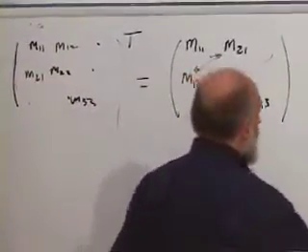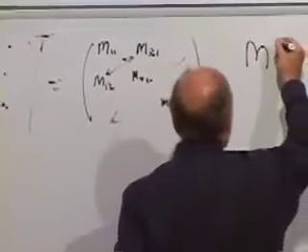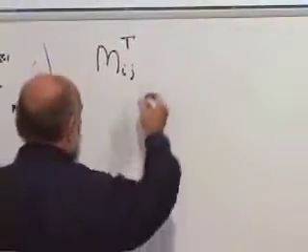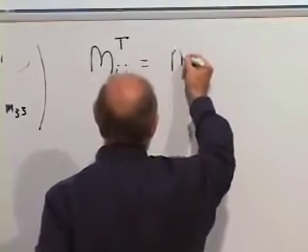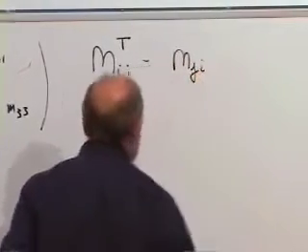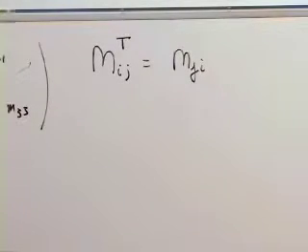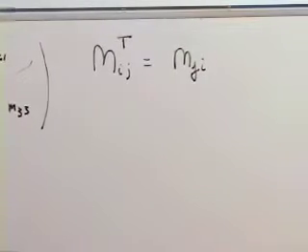We can write that in the form: the ij-th element of the transpose matrix is just the ji-th element of the original matrix. Interchange of i and j, of rows and columns, is called transpose.